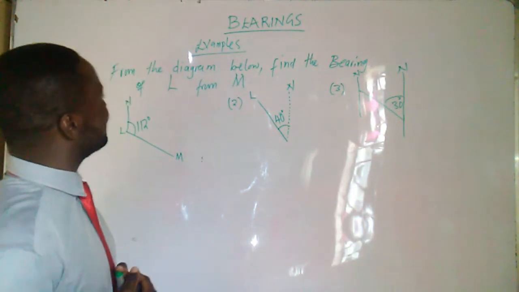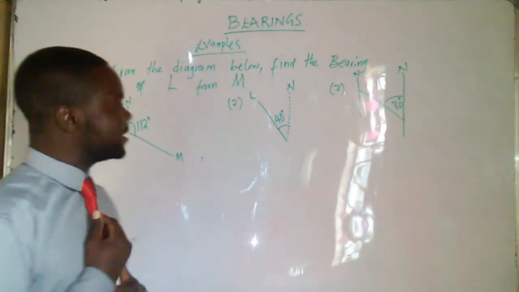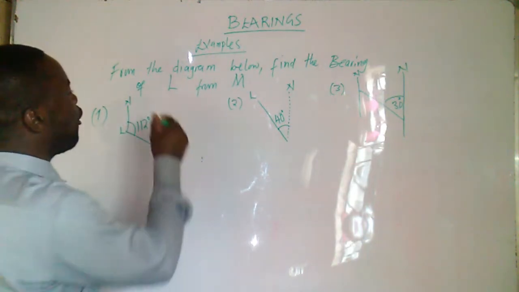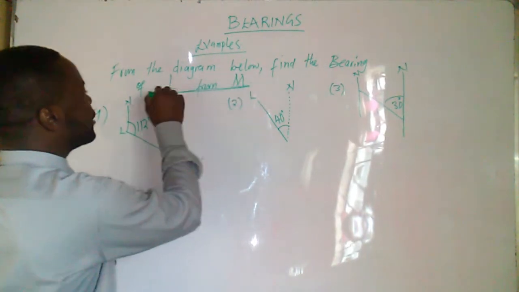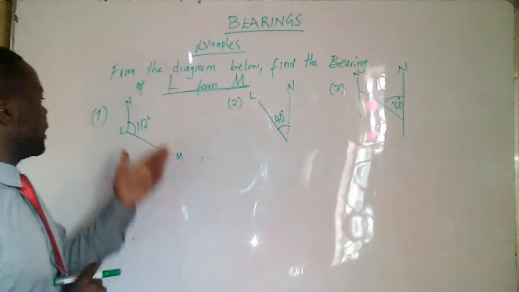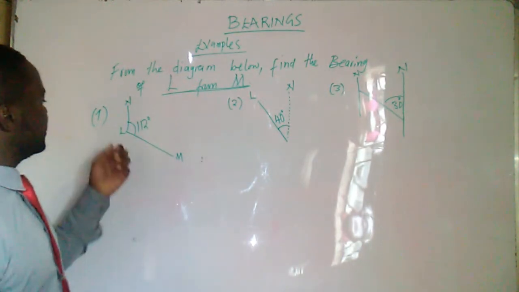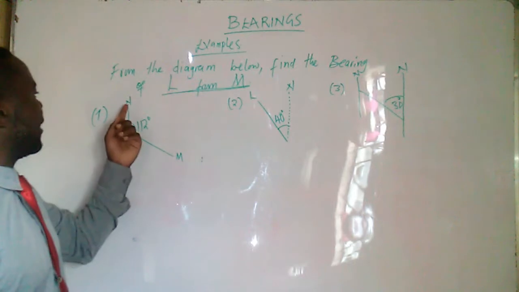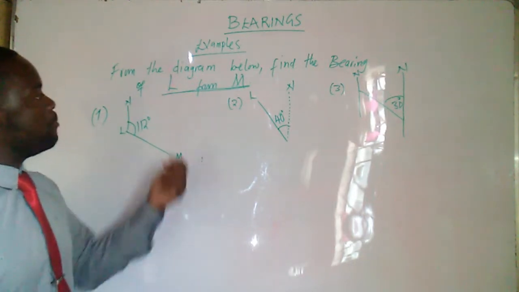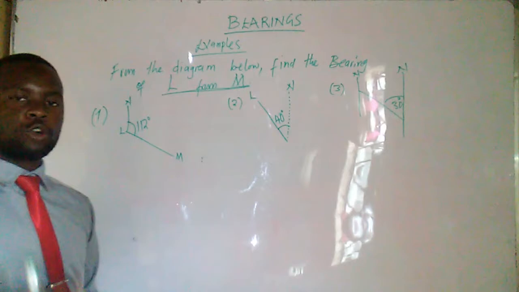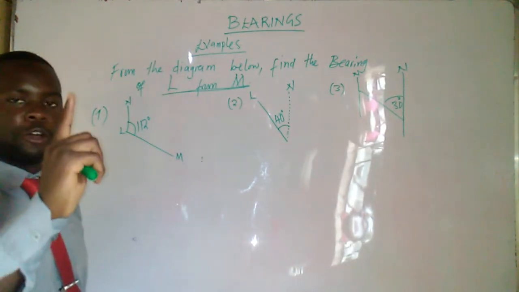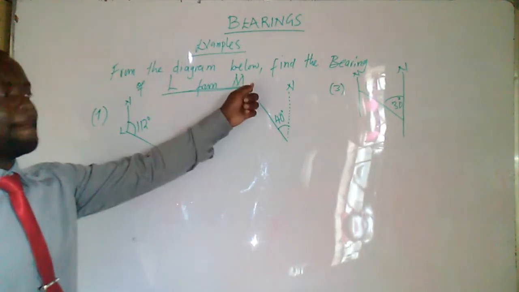Hello, bearing. The question reads, from the diagram below, find the bearing of L from M. So we are looking for the bearing of L from M. This is our first question. So this is our L, this is our M, this is our N. N means your north, which is your true north. So the bearing of L from M, rule number 1 of Morton's rules of bearing: go to M.